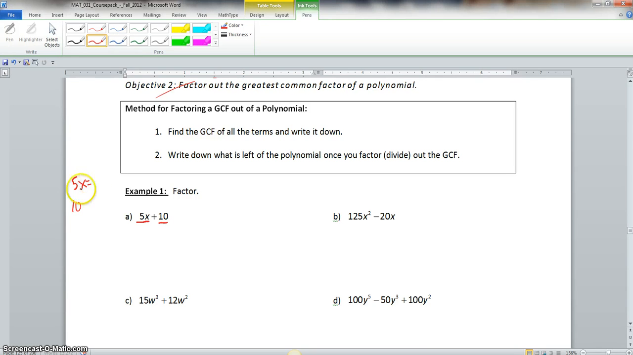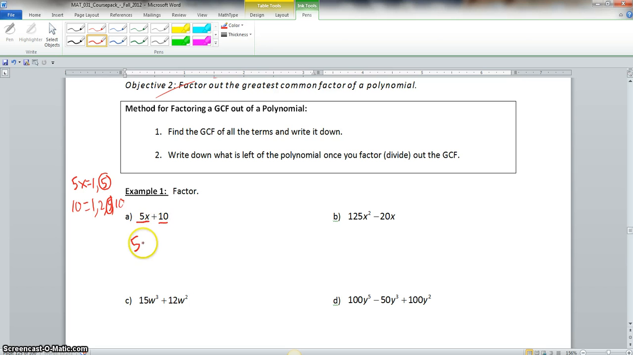Now the factors of 5 are 1 and 5. The factors of 10 are 1, 2, 5, and also 10. Their greatest common factor is 5 here, so we'll write down that 5. If you notice, both of these terms do not have x, so we do not write x here. So what we factored out here was 5.